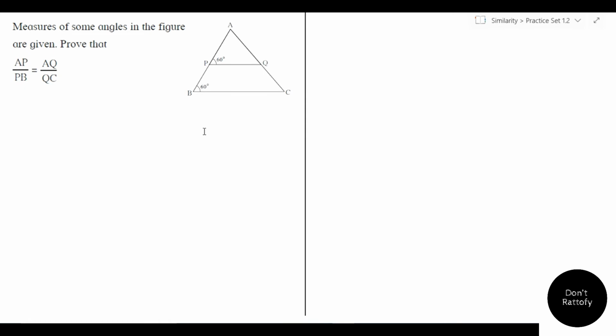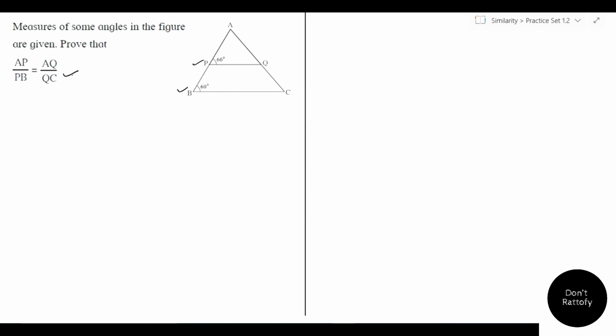Okay, so I have a triangle ABC. In that triangle, angle P is given to be 60 degrees and angle B is given to be 60 degrees. So from seeing this, we can say that PQ is a line inside the triangle intersecting two sides of the triangle, that is AB and AC respectively. So we have to prove that AP upon PB is equal to AQ upon QC. If you see, to prove that, it is similar to the basic proportionality theorem. We just have to prove that PQ is parallel to BC.